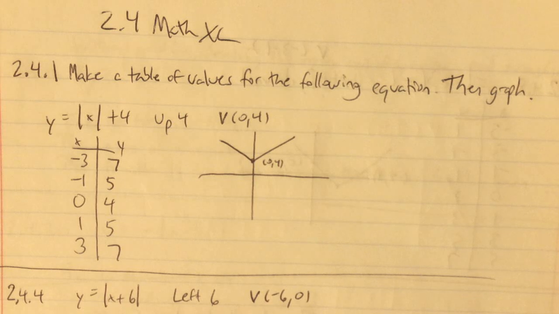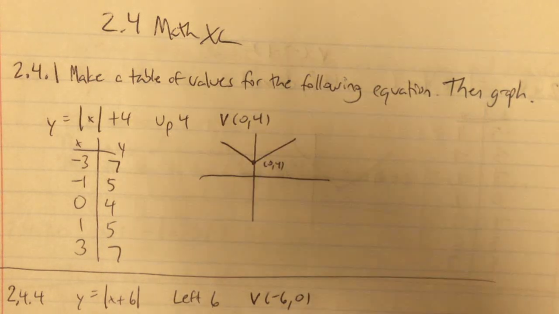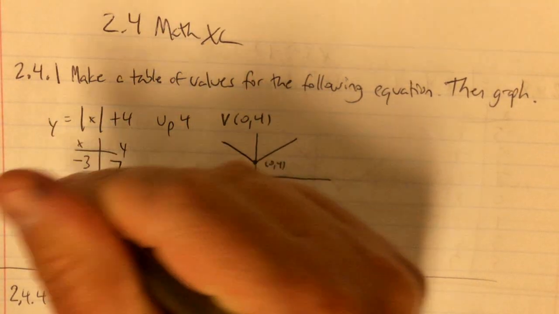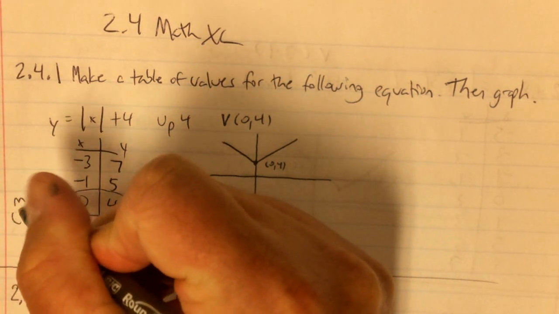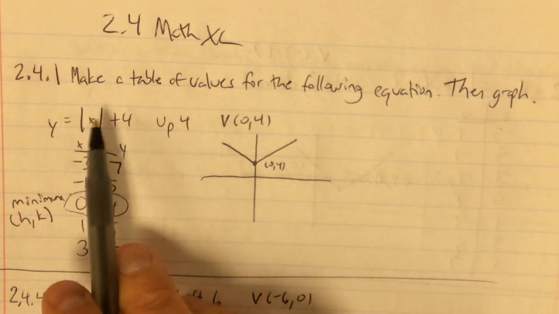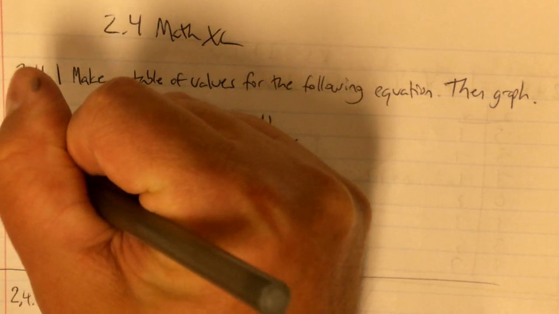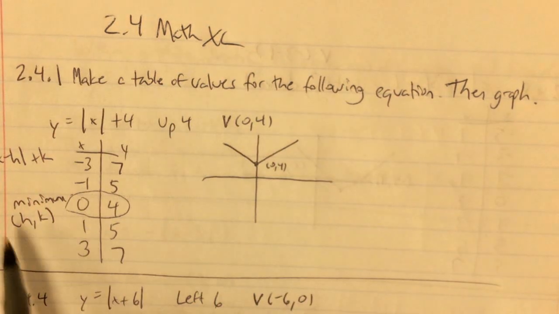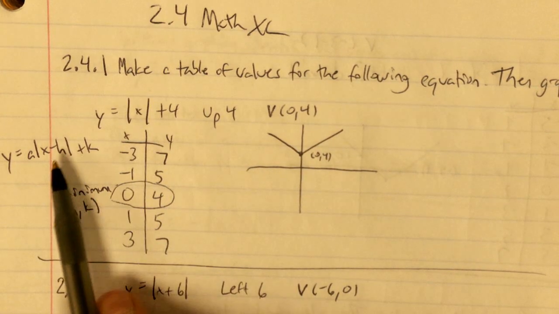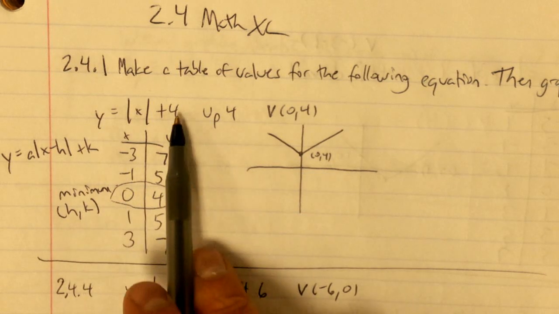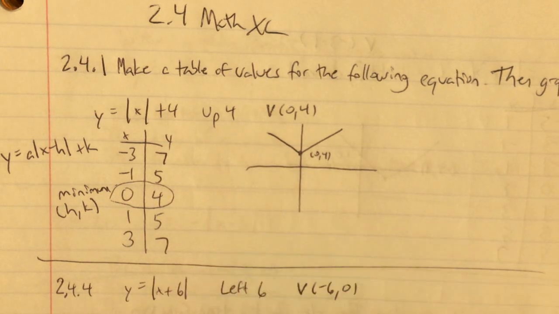And then they ask about the graph, and so that vertex would be at 0, 4, because this is your minimum. It's basically your h comma k. Your h is basically 0 because there's no horizontal shift. Remember, h means horizontal. And your k is vertical, so emphasize the k. And that was up 4.